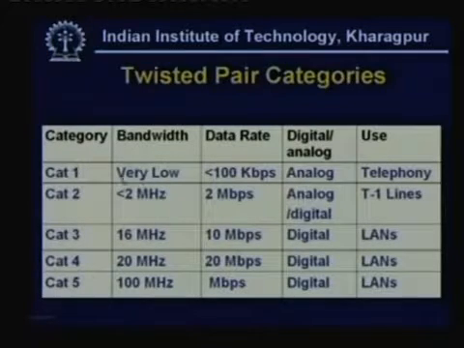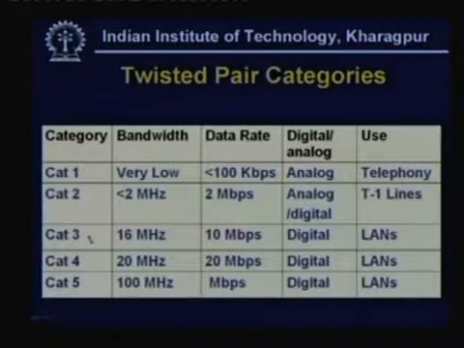Cat 1 cable has got very low bandwidth, and you can send data at the rate of about 100 kilobits per second. It is commonly used for analog transmission and primarily used in telephone systems, telephone networks. Cat 2 cable has got lower bandwidth, less than 2 megahertz, and you can use data rate up to 2 megabits per second. It can be used for analog transmission as well as for low bandwidth digital signal transmission. For example, in telephone lines, T1 lines, it is used. Later on we shall discuss these T1 lines in more detail.